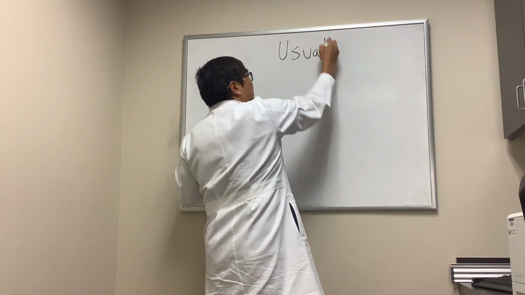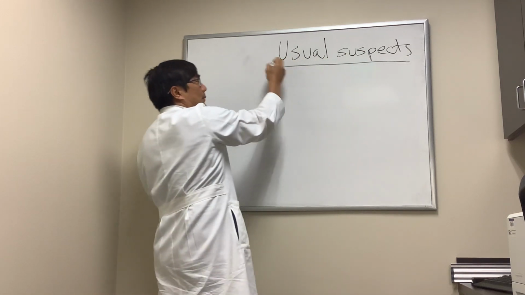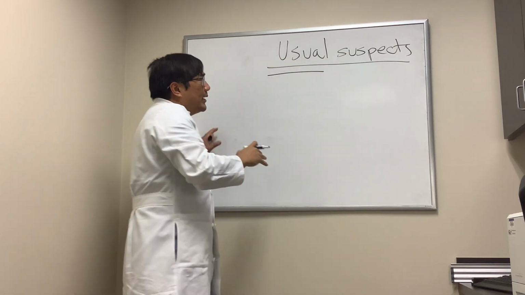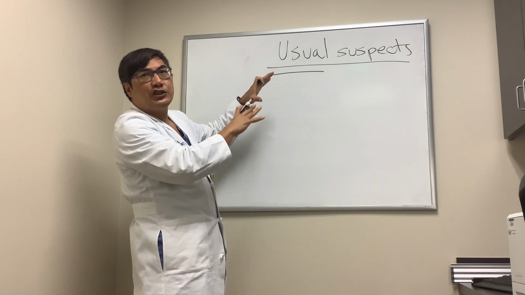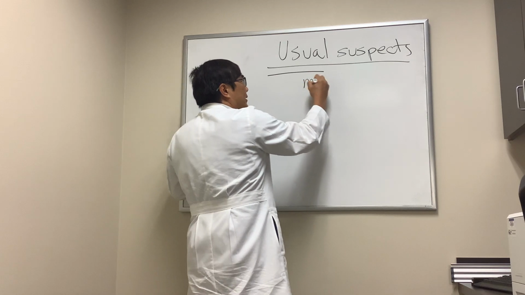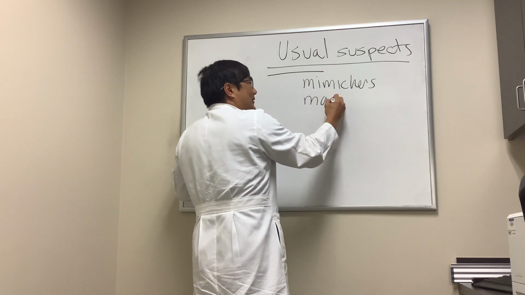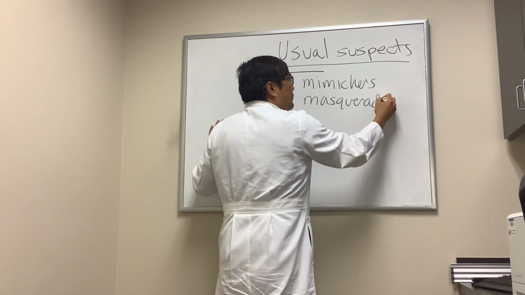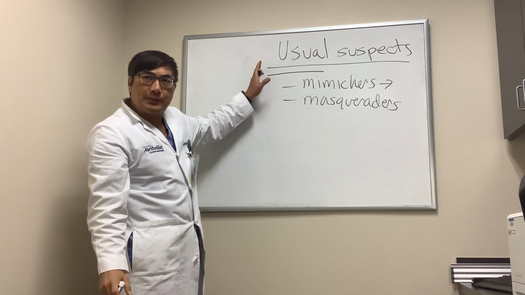Sometimes we test people with the differential diagnosis of what we call the usual suspects. The usual suspects means that the tests that we're doing are for conditions that could mimic anything. And so in medicine, there are mimickers and masqueraders. And so these mimickers and masqueraders are what we call the usual suspects.